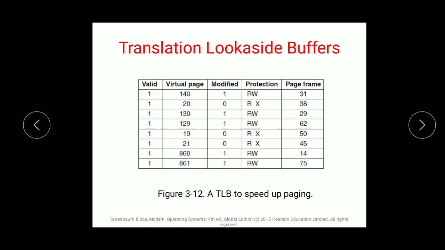All those virtual pages: how many times modified, what is the frame number, what is the protection they have been given. See here, RW, RX, all those are read, write and execute permissions given to them. That is, they can only make changes, or they can only read the file, they cannot execute the file. X stands for execute, R stands for read, and W stands for write.